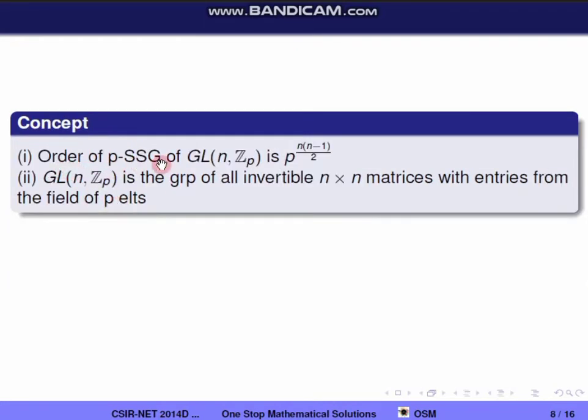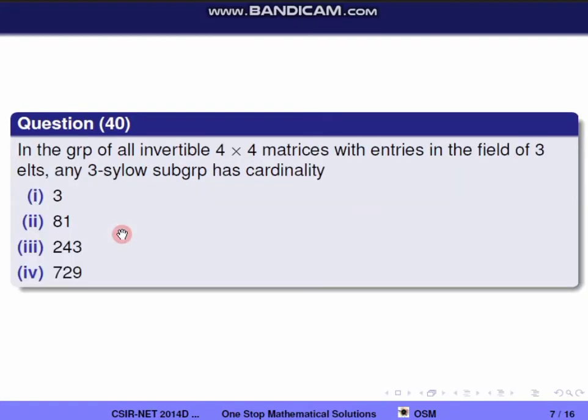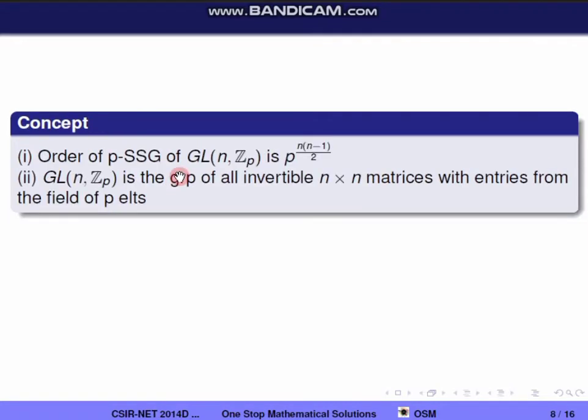The order of a p-Sylow subgroup of GL_n(Z_p) is p to the power n(n minus 1)/2. GL_n(Z_p) is the group of all invertible n cross n matrices where entries are from the field of p elements. If we note in the question, they have given the group of all invertible 4x4 matrices where entries are from the field of 3 elements. So this group is GL_4(Z_3). So we have to find the order of a 3-Sylow subgroup in GL_4(Z_3). So we'll check how to find that.